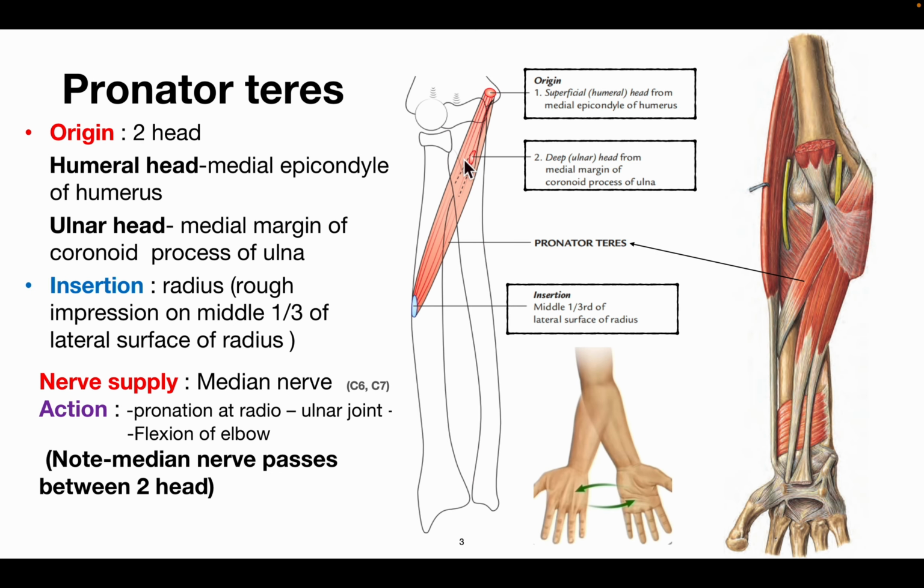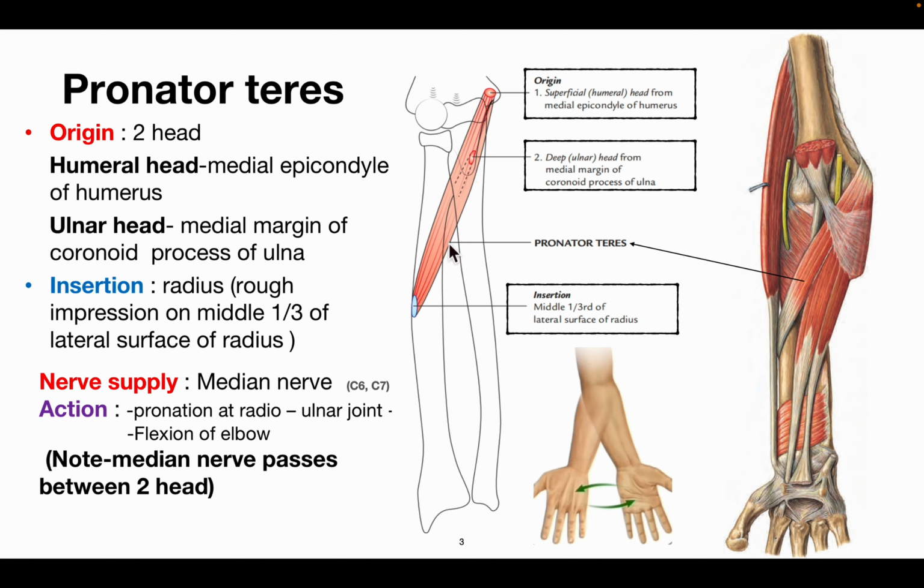Let's know the superficial muscles of the anterior compartment of the forearm. So that is pronator teres. The origin is by two heads, that is the humeral head and the ulnar head. The origin of the humeral head takes place from the medial epicondyle of the humerus, while the origin of the ulnar head takes place from the medial margin of the coronoid process of the ulna.